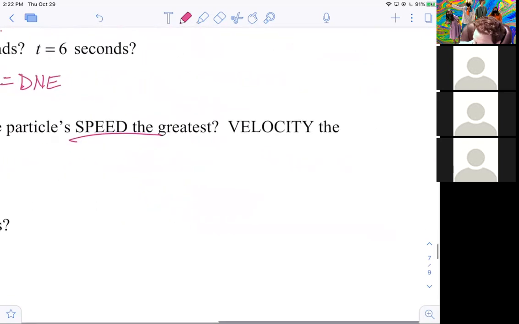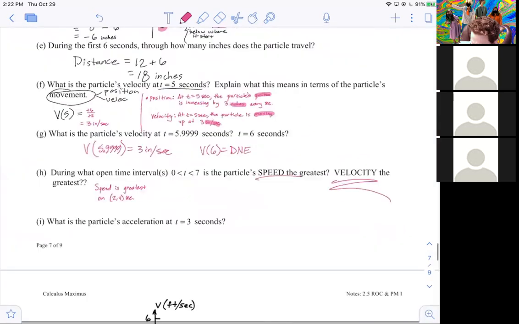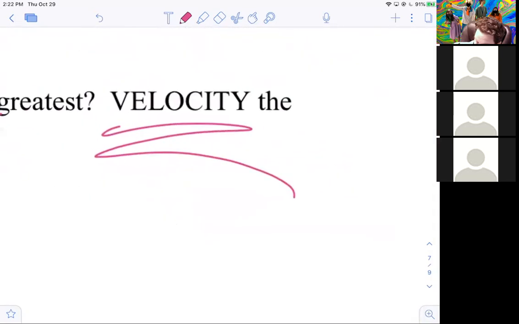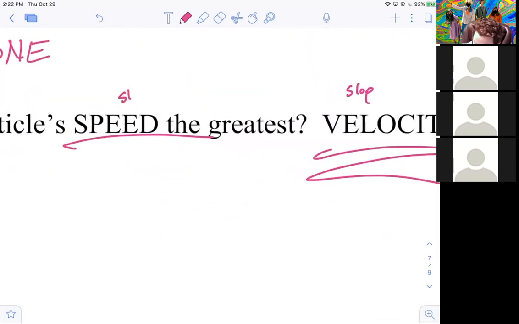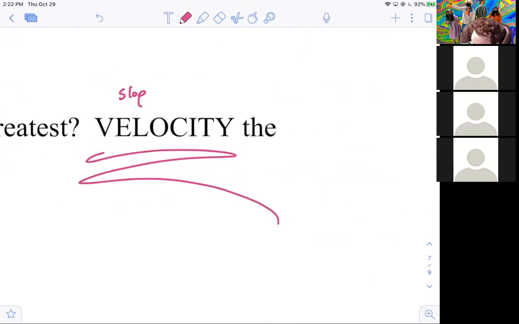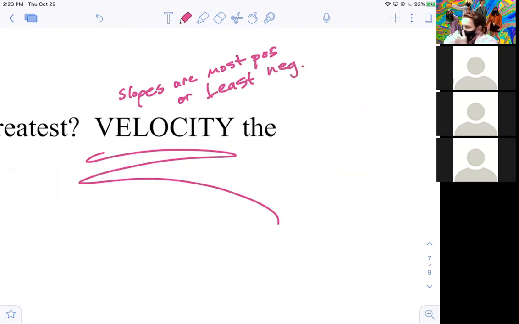Now, on what interval is the velocity the greatest? Is that the same question? No. So now we want to know, and I'll just write that out here. Speed is the greatest is going to be the steepest, okay? Velocity being the greatest is when the slopes are the most positive, or if there are no positive slopes, the least negative. Sometimes there are graphs where all the slopes are negative, and then you pick the one that is closest to 0. Or if you have a positive slope, you pick the largest one.